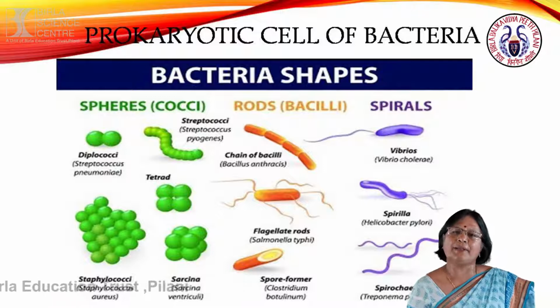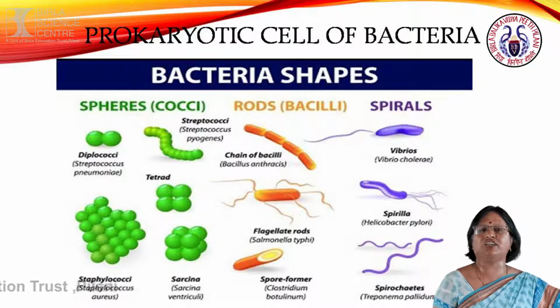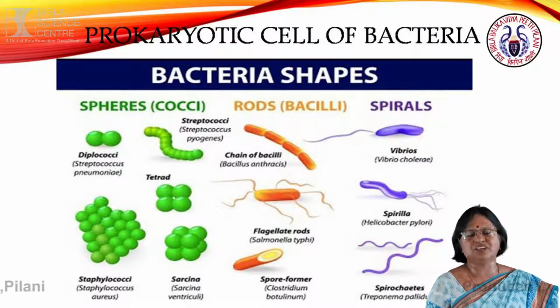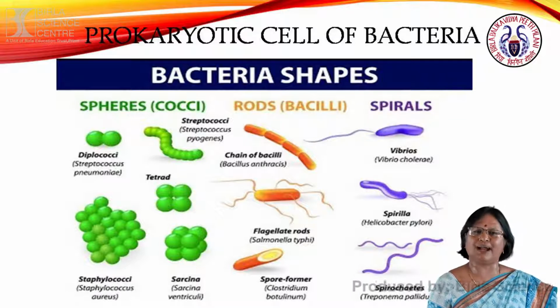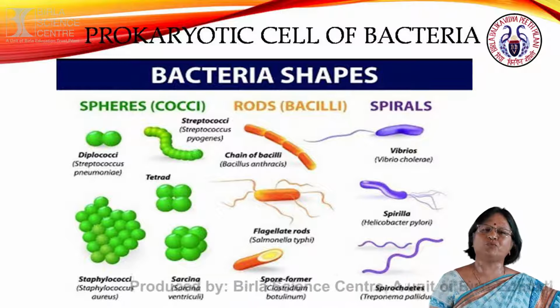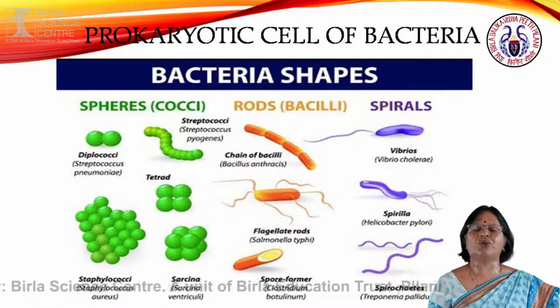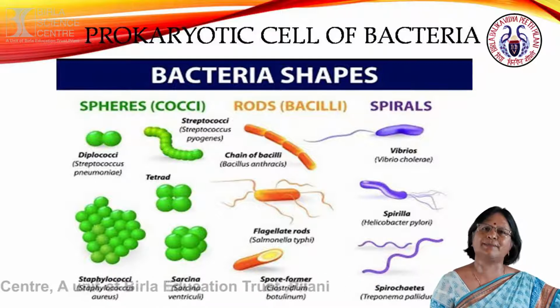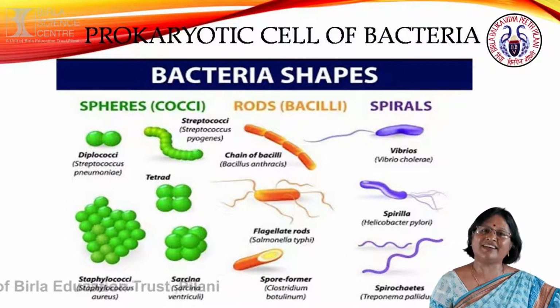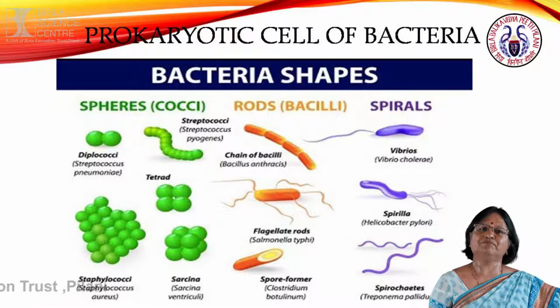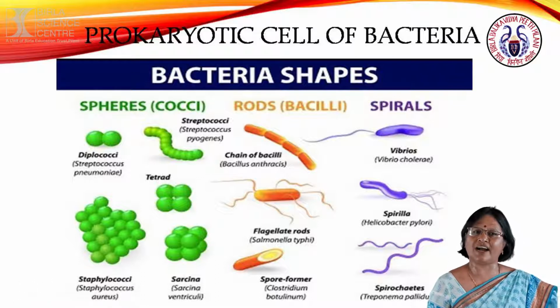So let us see the bacterial classification depending upon shapes. There are 4 types of bacteria depending upon the shapes. The first one is the spherical bacteria, which is also known as coccus. The coccus bacteria, which is spherical in shape, you can see here, they are known as cocci or coccus.